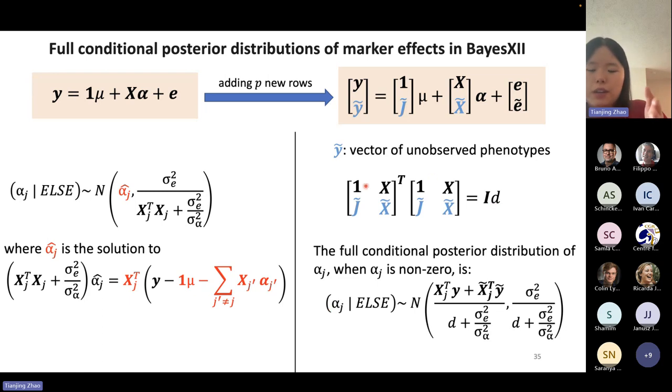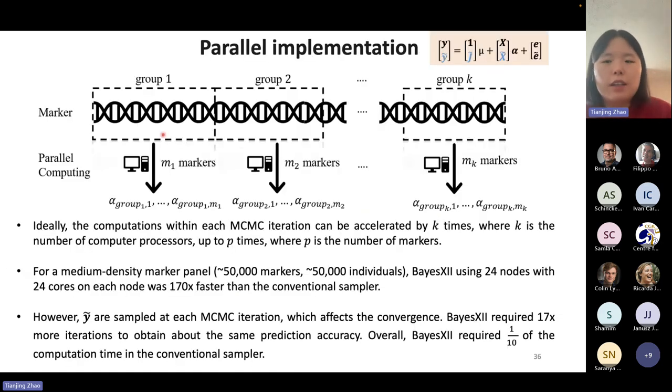Because these columns are orthogonal, xj transpose xj prime, the jth column in the new data times the other columns in the new data, is zero. So this part is gone, and then the full conditional posterior distribution of alpha j does not rely on all the other marker effects. Because they are independent, in each MCMC iteration, we can sample all the marker effects at the same time.